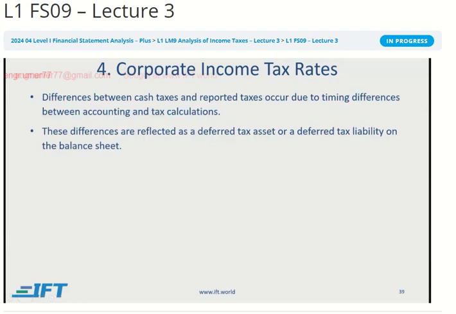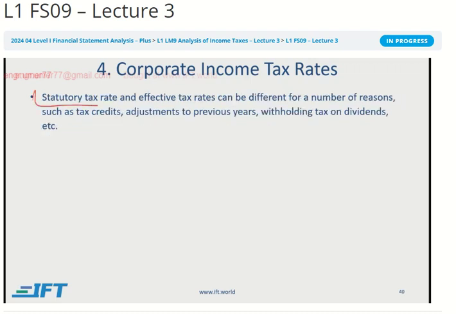So as discussed, differences between cash taxes and reported taxes occur due to temporary differences, the timing differences between your accounting and tax calculations. And these are the ones that give rise to deferred tax assets or deferred tax liabilities, which we have already discussed in detail.